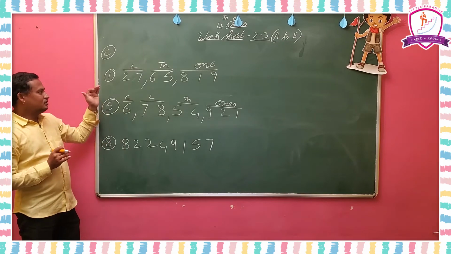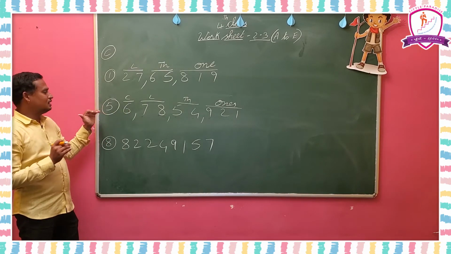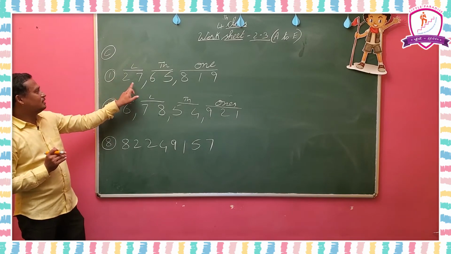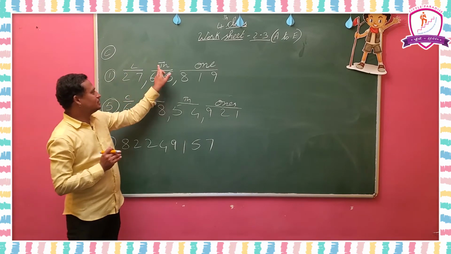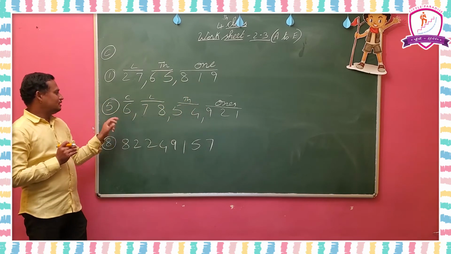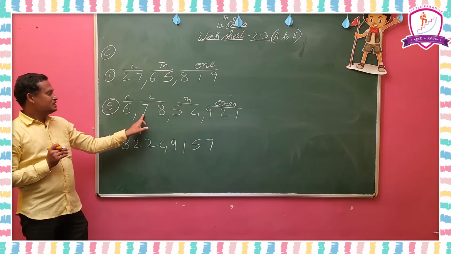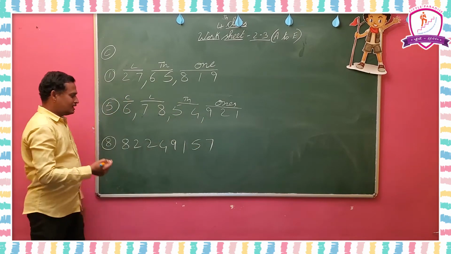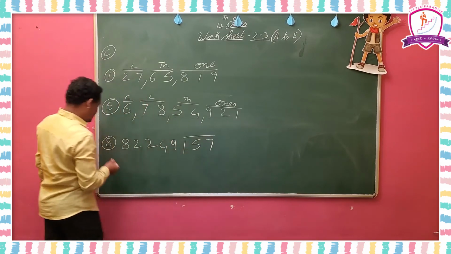When you have completed putting the commas, after that all of you try to read that number. 27 in lakhs period, 27 lakhs 65,819. Like that you have to read. Here 6 crores 78 lakhs 54,921. Like that you have to do the same in the 8th one also.